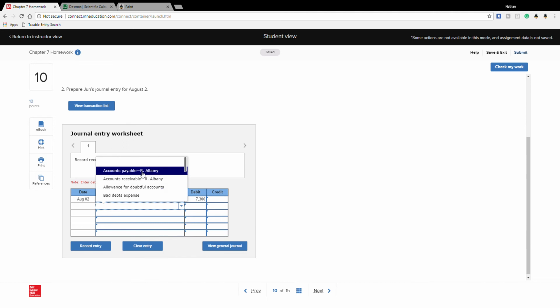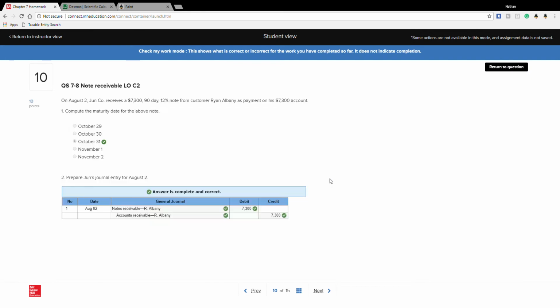Now, he actually did it for accounts. So he paid his account of 7,300. So he basically paid a note that we're expected to receive, still the money, now with interest, and paid off his account. Again, note on account. This is basically the only time I think you're going to see it in this class, on the homework. But just realize what it is saying, how it's saying the transaction.